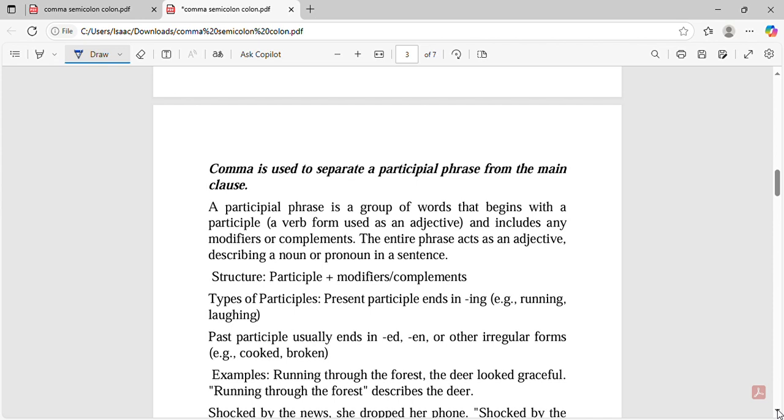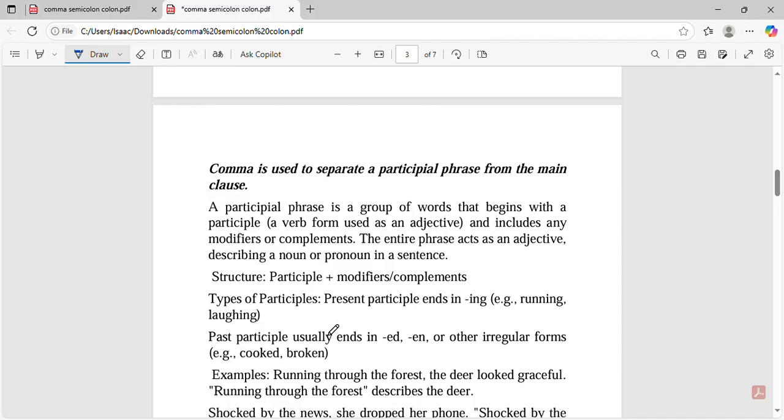And you can see a couple of examples here. Now, if the participial phrase is coming at the beginning of the main clause, or at the beginning of the sentence, before it joins the main clause, you have to put a comma.